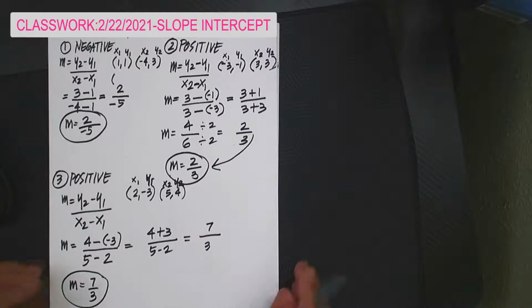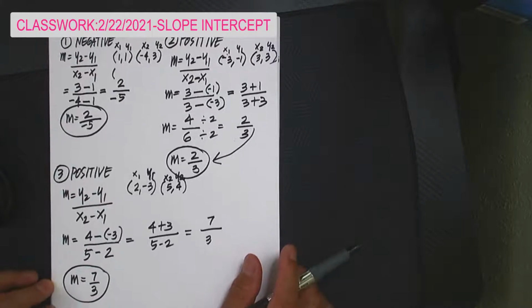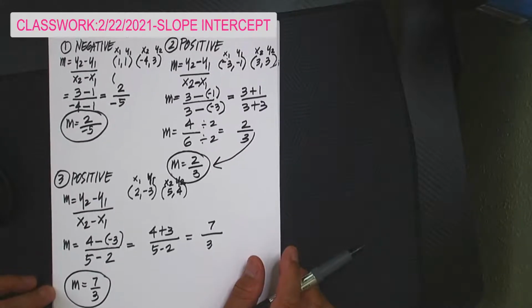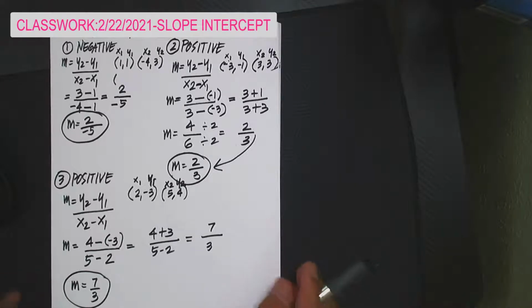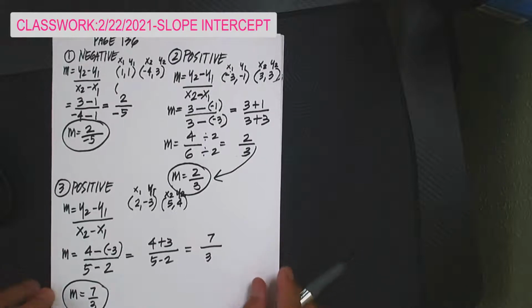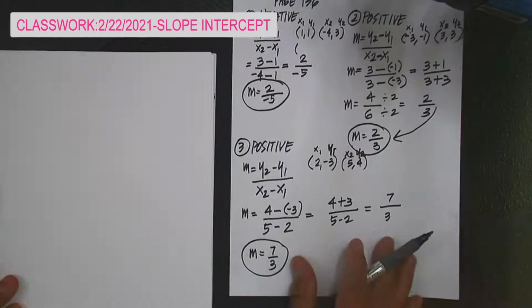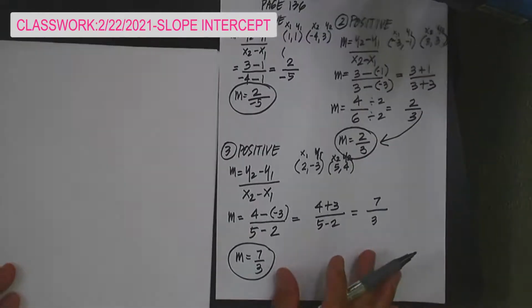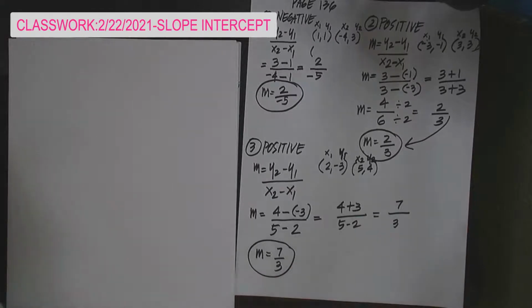So you understand now how you get the slope? You're going to use the formula y sub 2 minus y sub 1 divided by x sub 2 minus x sub 1. Okay, this one is on page 136. So you're done on page 136. Now let's proceed to page 137.